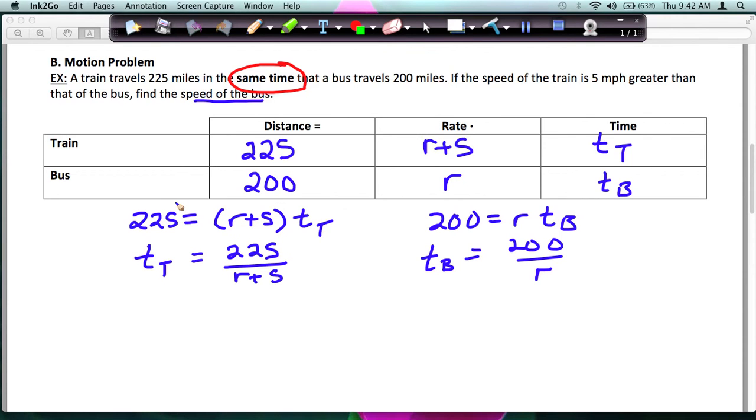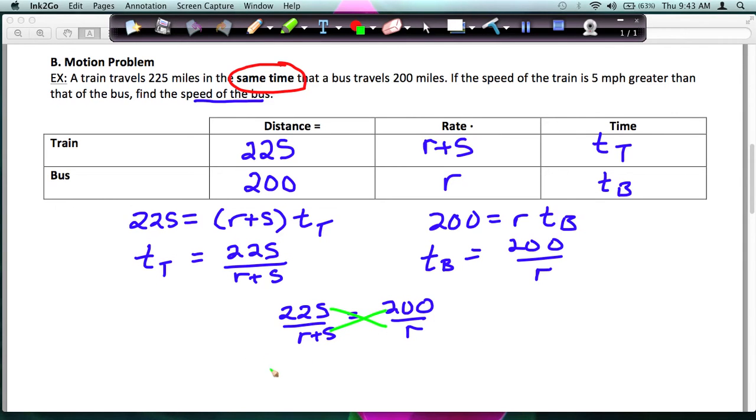What makes this easier is it says it takes them the same amount of time. That means the time of the train equals the time of the bus. So I can just set this time of 225 over r plus 5 equal to the time of the bus, 200 over r. And at this point, we can actually just cross multiply to solve.